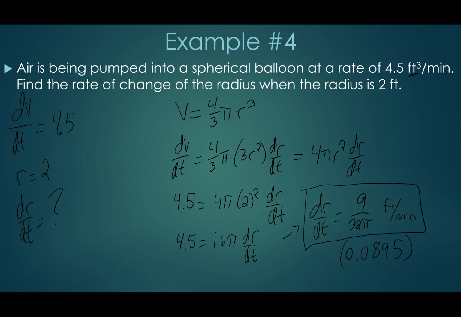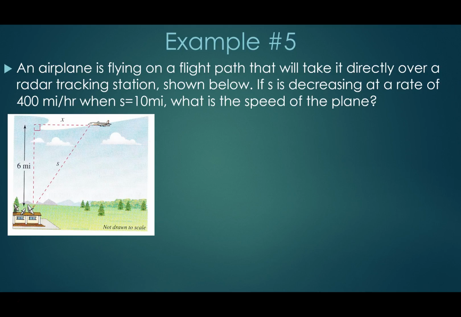So again, the same thing. You're using the given information to go ahead and solve a problem. For this one, we have an airplane that is flying on a flight path that will take it directly over a radar tracking station, shown in this figure below. S is decreasing at the rate of 400 miles per hour when S is 10 miles. What is the speed of the plane?